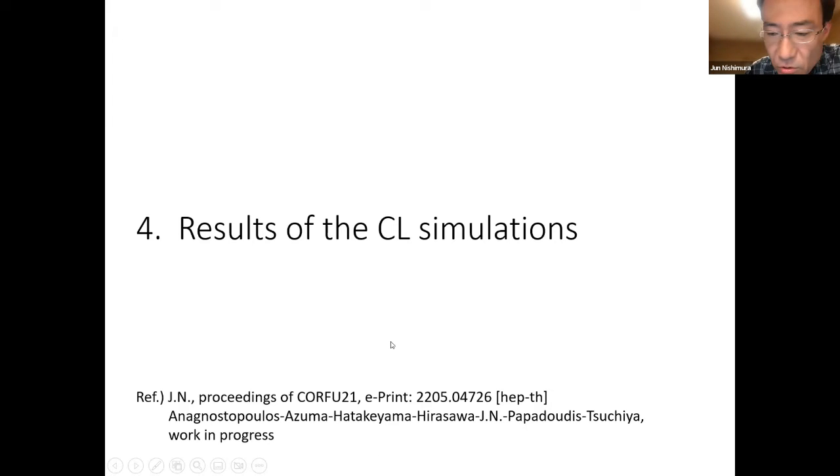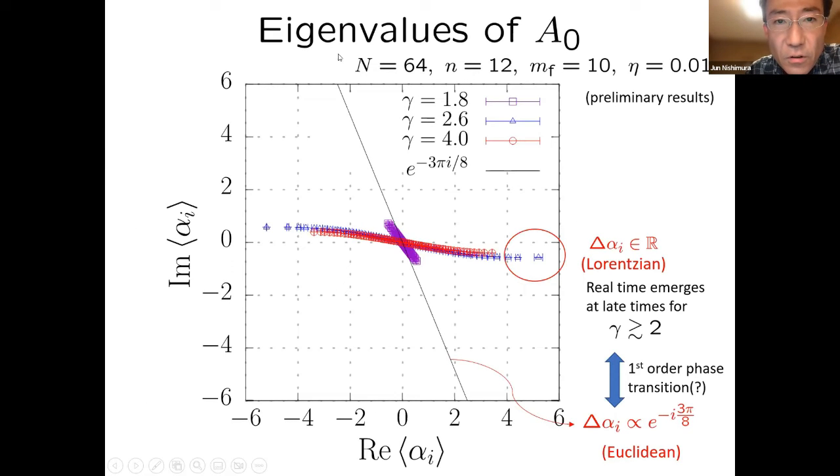And now I would like to show you some interesting results of this simulation. First of all, let me show you the eigenvalue distribution of A0, the temporal matrix, for different gamma. When gamma is, let's say, 1.8, a small value, it looks like this. And this line here is the result for the Euclidean model, which is gamma equals 0. So when gamma is small, the results are close to the prediction of the Euclidean model.